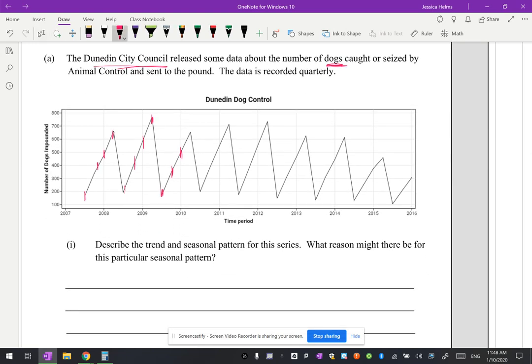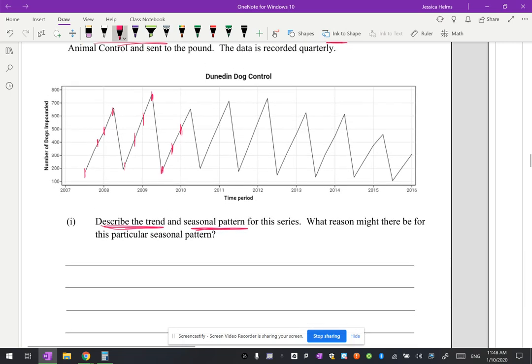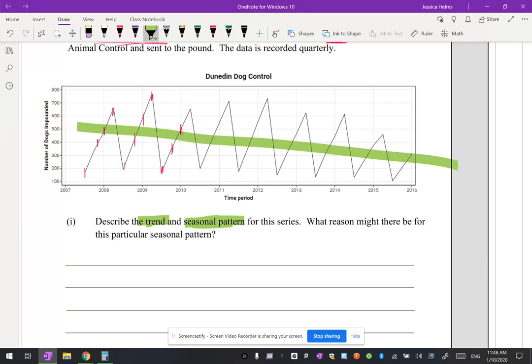All right, so the first question here says, describe the trend and seasonal patterns for the series. What reason might there be for this particular seasonal pattern? Quite a few of you actually didn't get any marks on this because you only did one or the other. So trend and seasonal pattern, make sure you discuss both. So the trend is where it is going overall. Overall, you can see it is kind of dropping. So it is a negative overall trend.